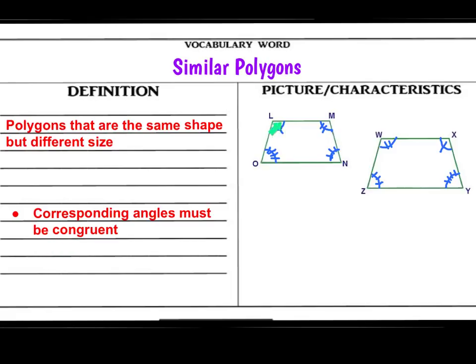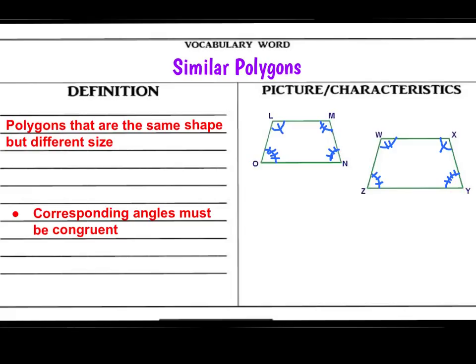Okay, so angle L corresponds to angle X. We can see that those two are congruent. And M would have to correspond with W. N would correspond with Z. And O with angle Y.